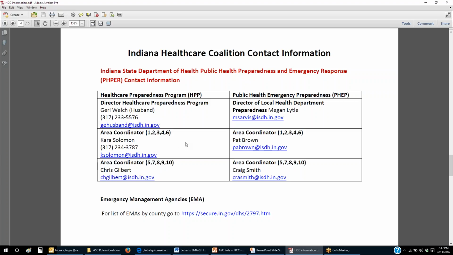And then the state is divided from the district standpoint. They have area coordinators, Kara in the north and Chris in the south as far as the Healthcare Preparedness Program, and Pat and Craig from the health department side. If you need to get in touch with your emergency management agency or figure out who is managing your local emergency management agency, you can go to this website through the Indiana Department of Homeland Security, and it has a list of all the emergency management agencies by county and current contact information for your local emergency management agency.